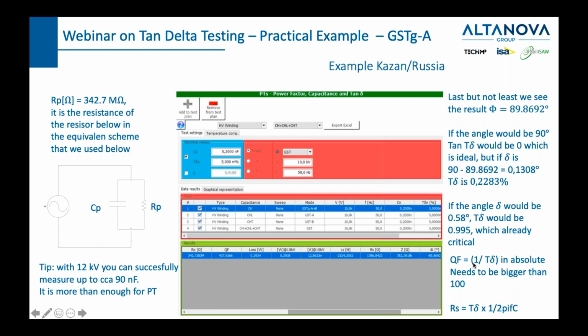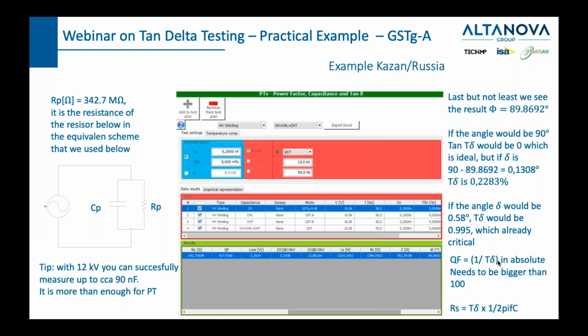There are some other parameters here, like QF. This is basically the reciprocal value of tan delta, and it needs to be bigger than 100. In our case, it is 437. And RS would be the equivalent resistance in series to that resistance in parallel, and it is calculated by multiplying tan delta with 1 divided by 2 pi FC, or omega C. So this is how we interpret the results when we do a tan delta measurement on a power transformer.